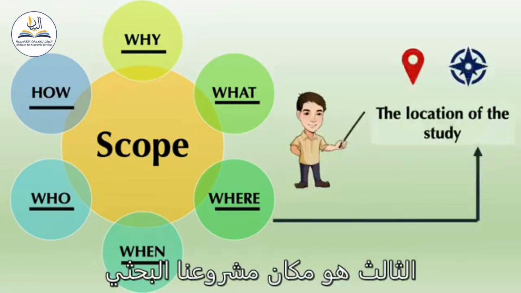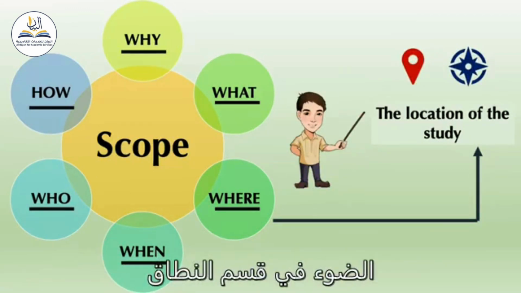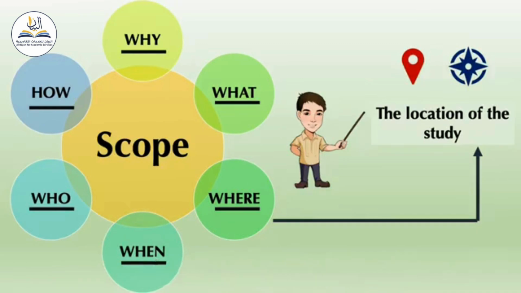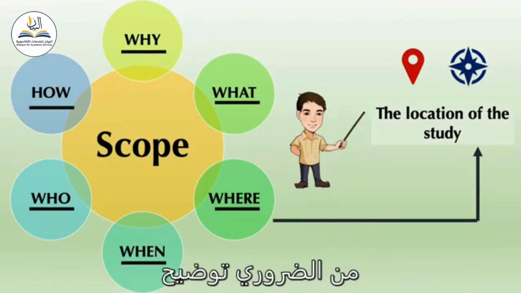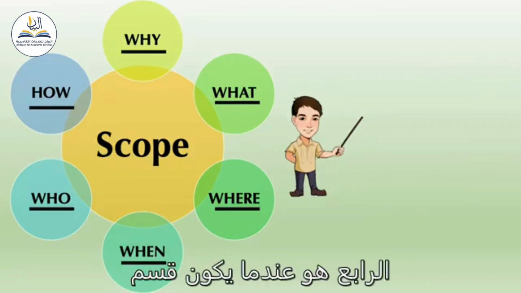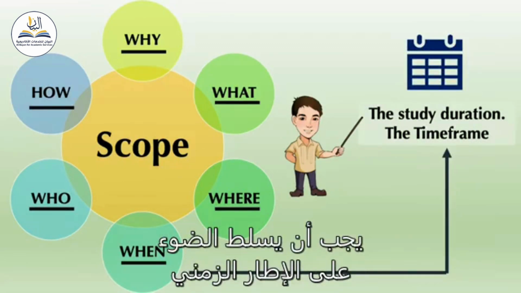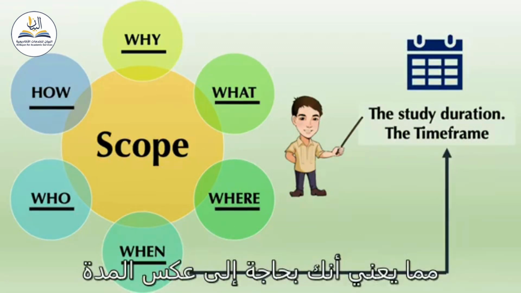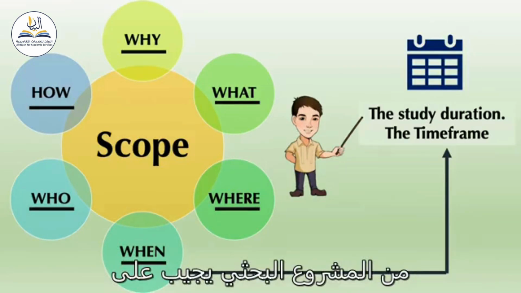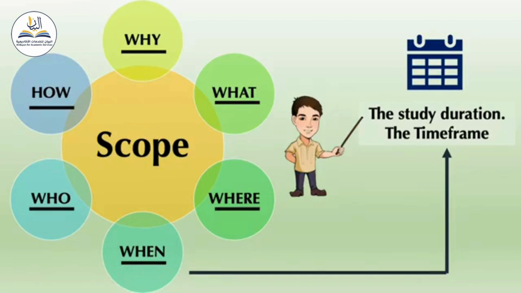The third W is where. In our research project, we need to highlight in the scope section the research locale or the location of the study. It is necessary to articulate where your study site is. The fourth W is when. The scope section of your research paper should highlight the time frame, meaning you need to reflect the duration of the research project. Answer the question, how long will the study be conducted? The specific month or months as coverage for your data collection.